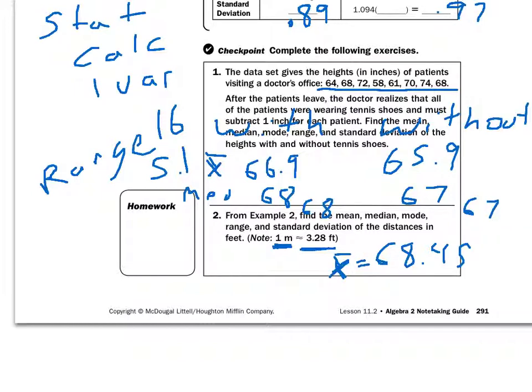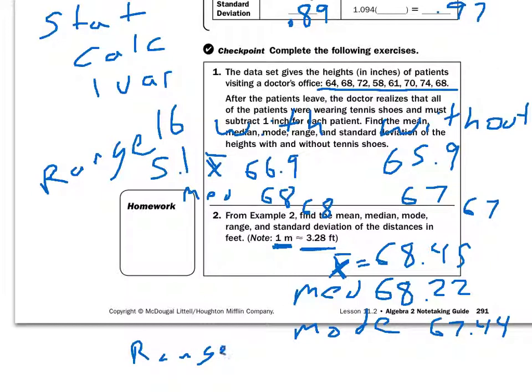You would get 68.22 for your median. Your mode would have been 67.44. These are all in feet. And your range would change. Range would be 9.25, and your standard deviation would be 2.92, your sigma.